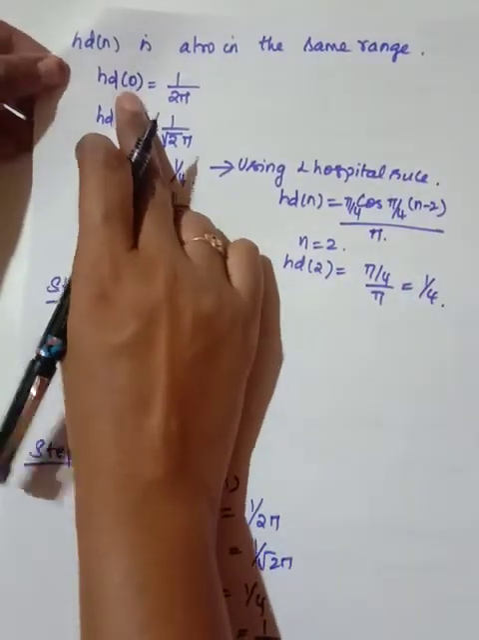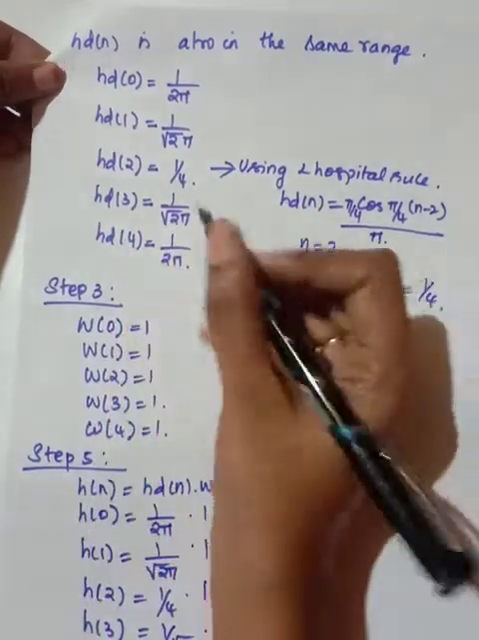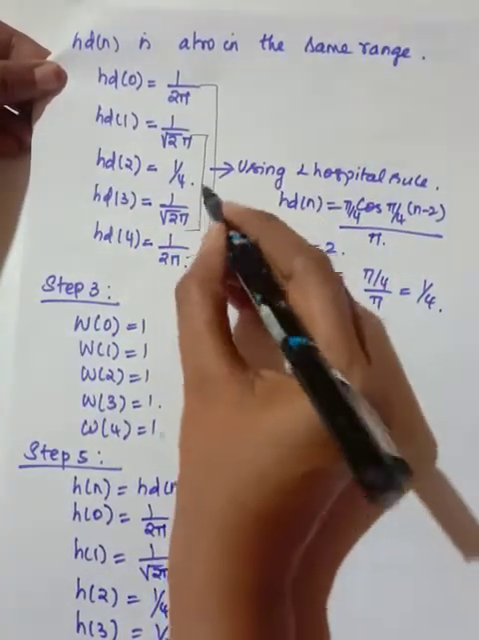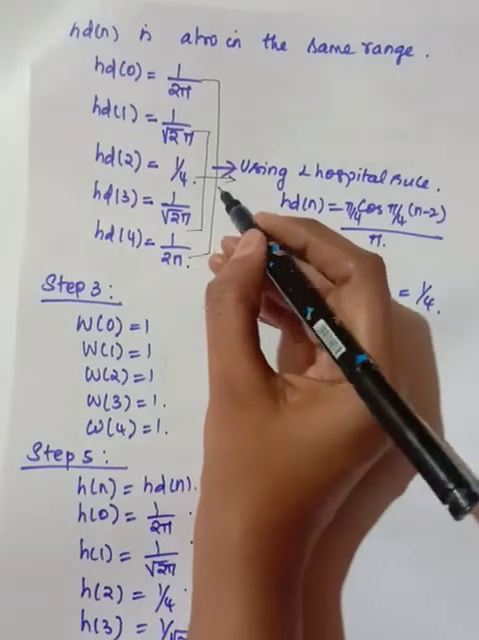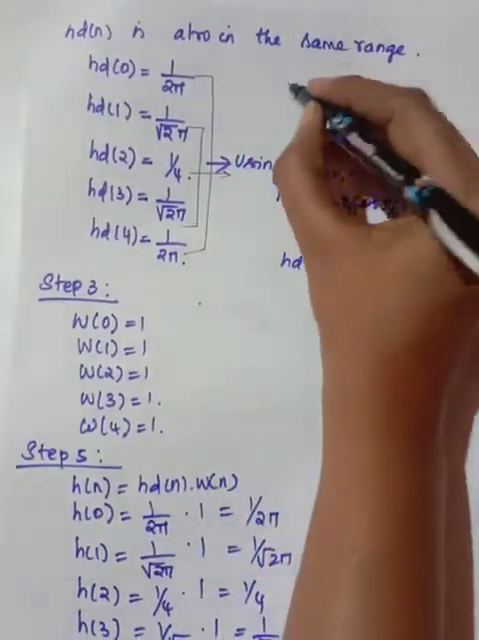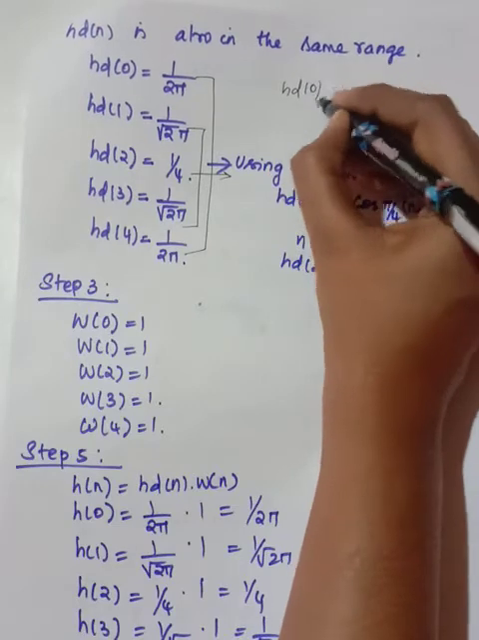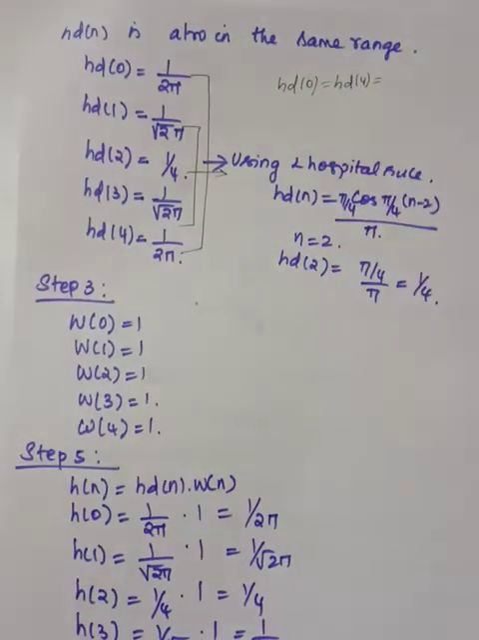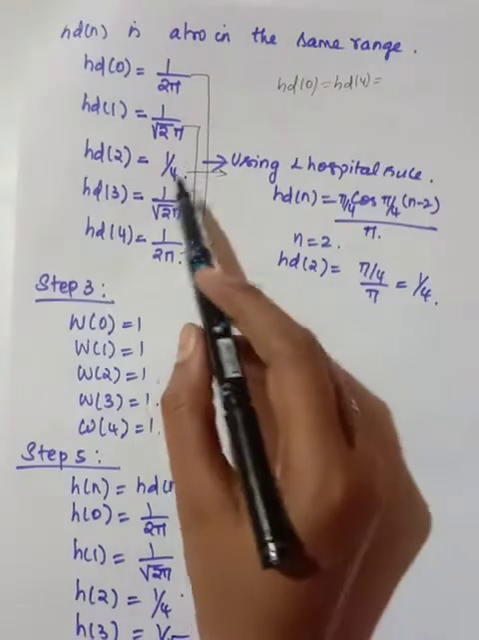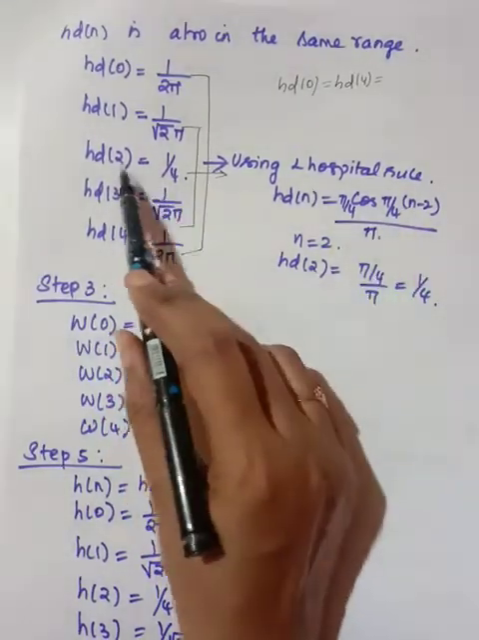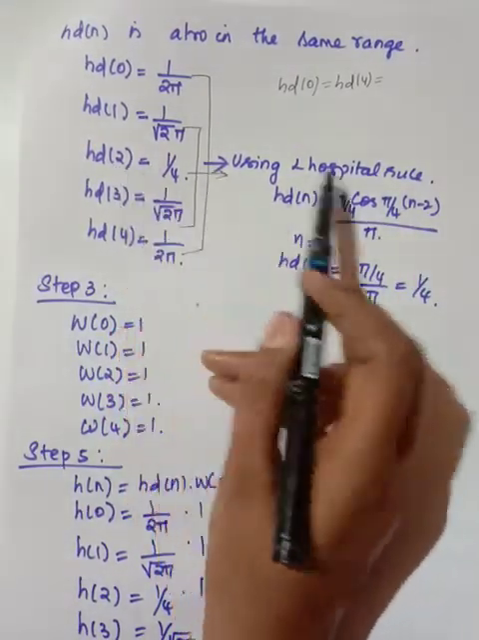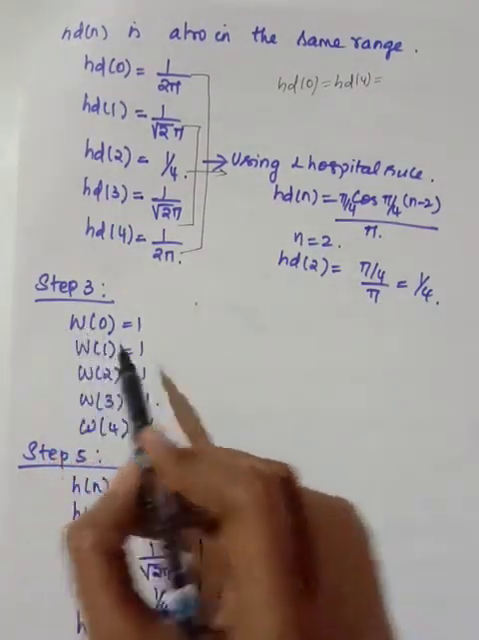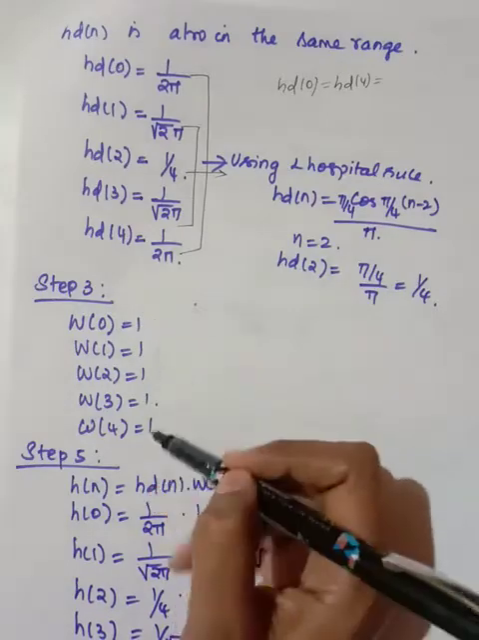So I am finding 0, 1, 2, 3, 4. Now see here hd of 0 and hd of 4 are the same. Now this is the center value. In the previous problem I already wrote directly hd of 0 is equal to hd of 4, like that also you can find it out. Here when you substitute 2 you will get an indeterminate value. So I am applying L'Hospital rule for this case. Since it's a rectangular window, all the values are the same, so I am getting 1.